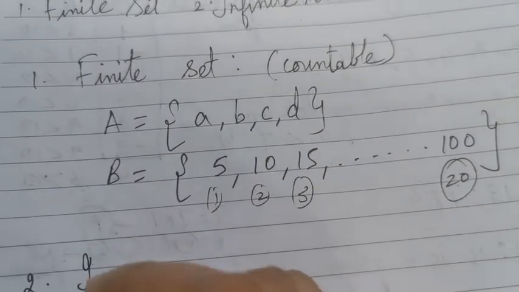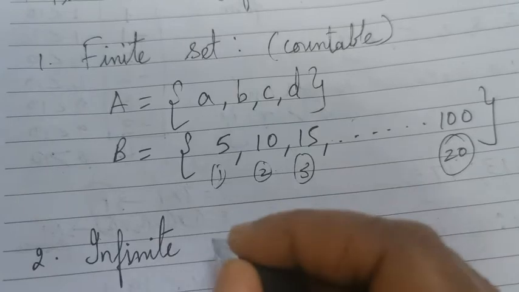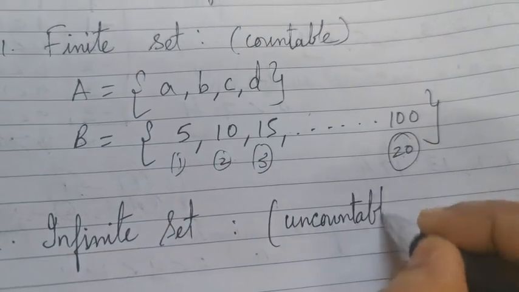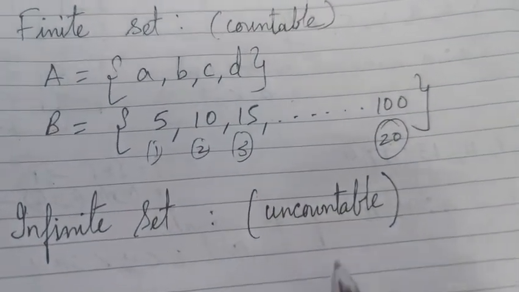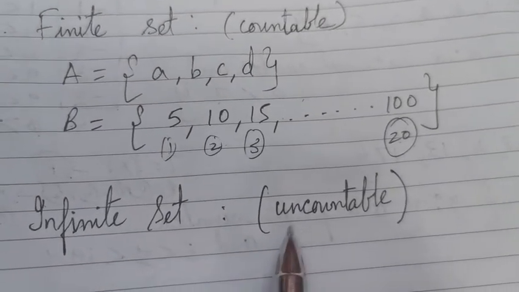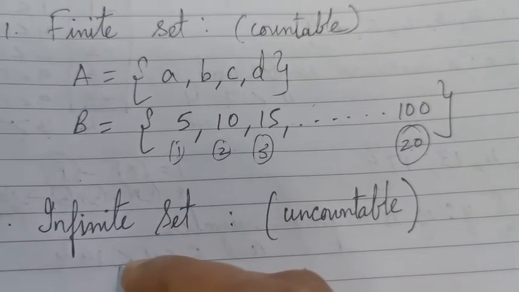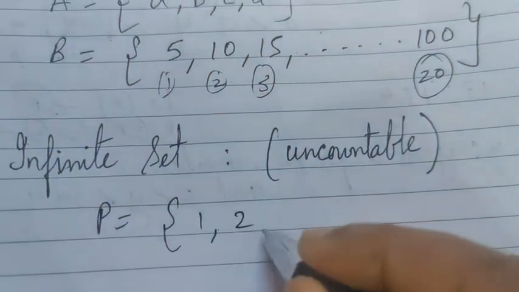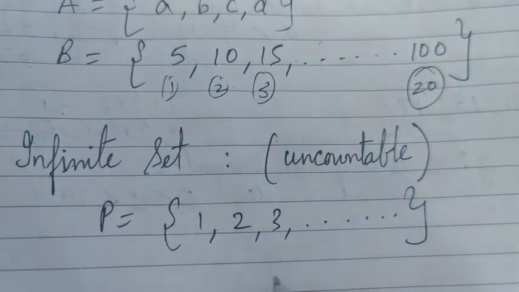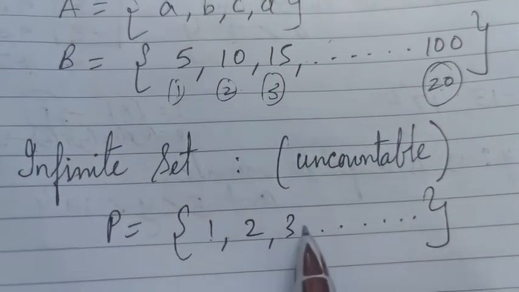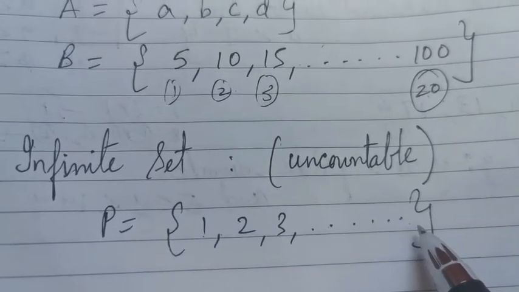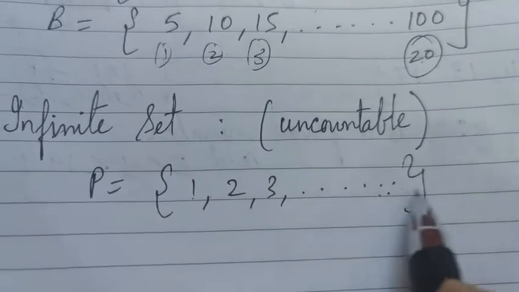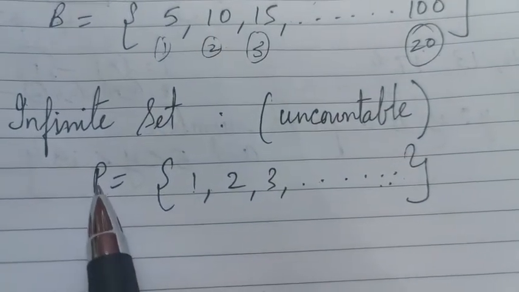The second type is infinite set. Here the number of elements in a set cannot be determined by counting. The number of elements are uncountable. For example, P is a set of natural numbers. So we know natural number starts with 1, but the last number is not determined. So the last number is not given. Therefore, we cannot find out how many elements are there. It is going on. So the number of elements in set P cannot be found.